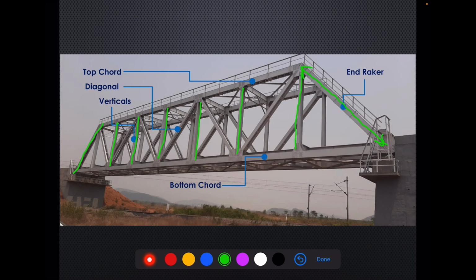Then we have diagonal members also. These are our diagonal members. So basically, the main members of a truss are top chord, bottom chord, end raker, verticals, and diagonals. This makes one truss, and a similar truss is joined by various members at top and at bottom to make an open web girder.